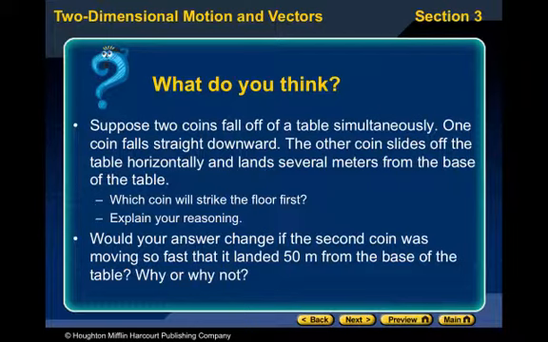Would your answer change if the second coin was moving so fast that it landed 50 meters from the base of the table? Yes. No. Yes. It's like I got a blue rock shooter. I'm going to throw it and it's going to go straight, and I got one right here, I'm going to drop it. Boom, that's going to hit while that one's still going. But no, we're talking about a coin. And remember, everything in physics that we're talking about, we're in a vacuum. Okay, well, then in that world, everything makes sense.